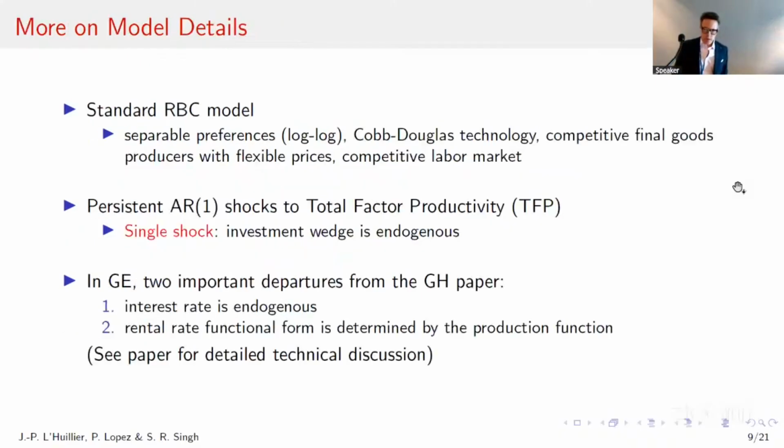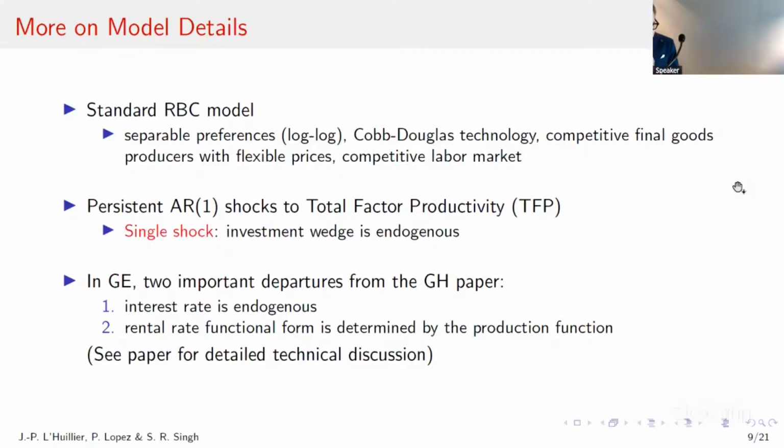Okay, a little bit on the model details: separable preferences, log-log, Cobb-Douglas technology, competitive final good producers with flexible prices, a competitive labor market, and a single shock, which is a shock to the level of TFP, AR1. The investment wedge is endogenous. That's important to keep in mind. Compared to the Greenwood-Hansen paper, in general equilibrium there are two things that are a bit of a technical challenge. One is that the interest rate is endogenous. It's fixed in the Greenwood-Hansen paper. And two, the rental rate functional form is determined by the production function. In Greenwood-Hansen it is set up as linear. Here it's going to be nonlinear, and so we're going to have to deal with that.